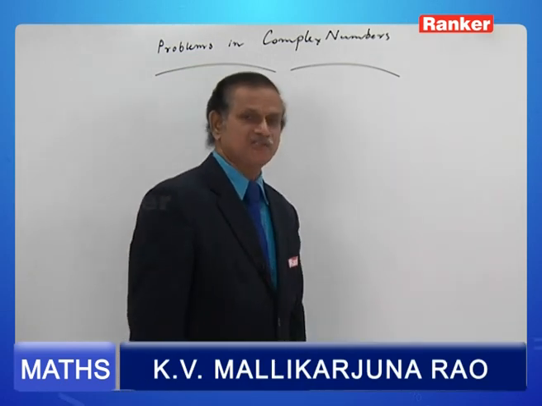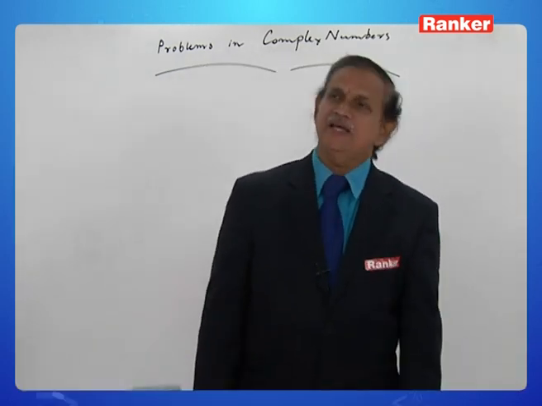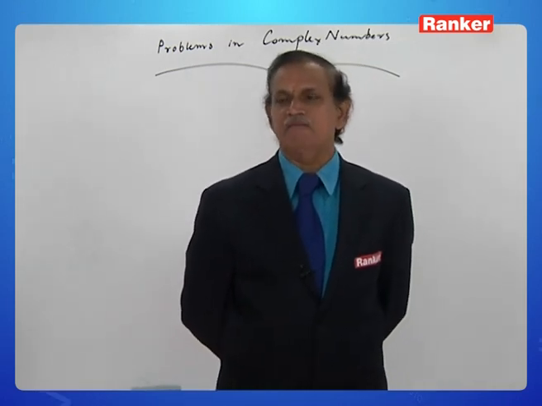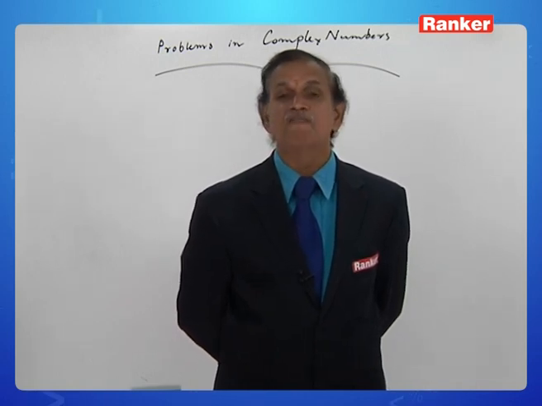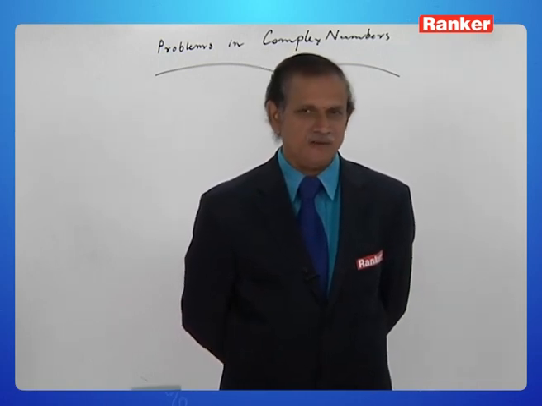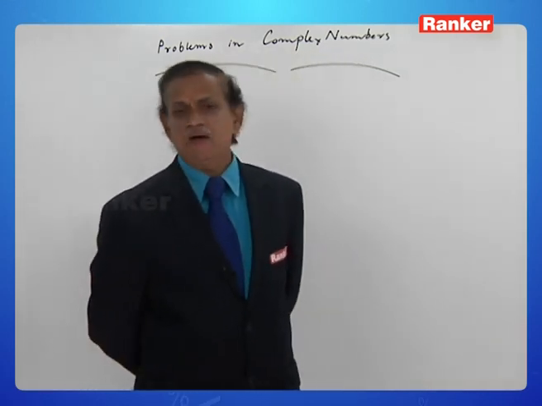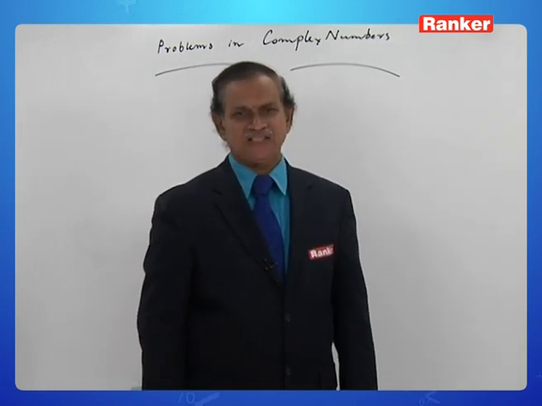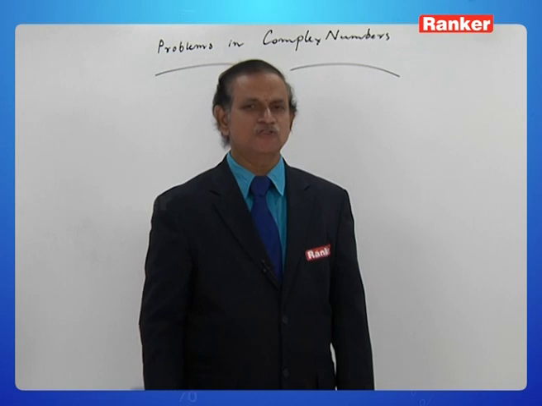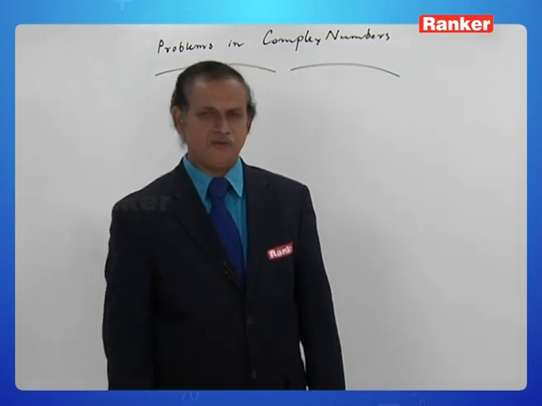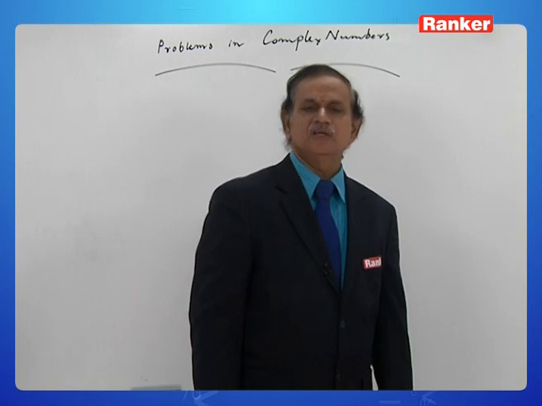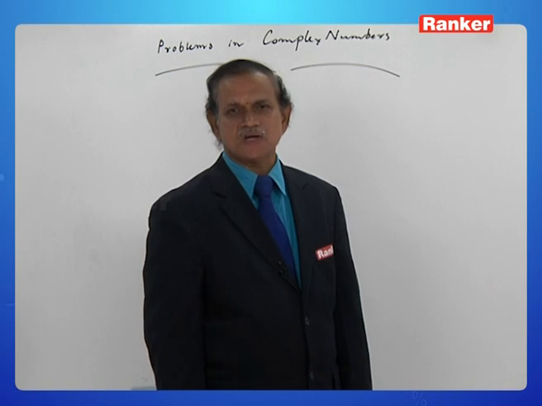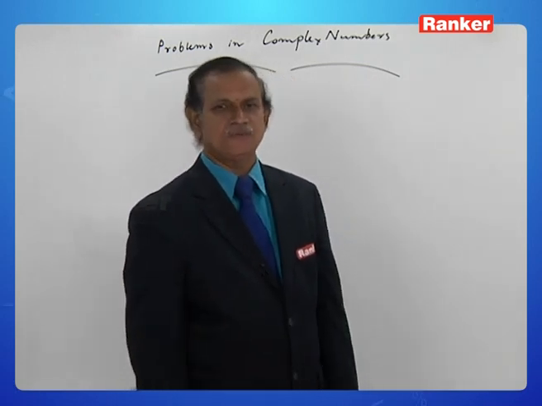From earlier days of algebra, if there is a function f of x, then the remainder when f of x is divided by x minus a is f of a, isn't it? Of course, there is a basic remainder theorem. Now, let me call that (3 minus 5i) by 2 as some a. So, we are asked to find f of a. So, it is nothing but the remainder when f of x is divided by x minus a. Let us think of it in that fashion.